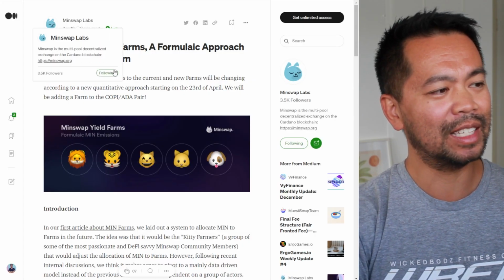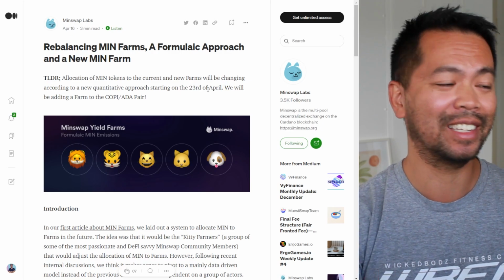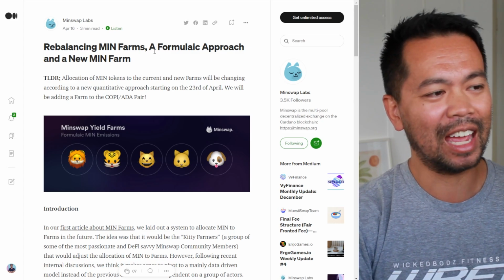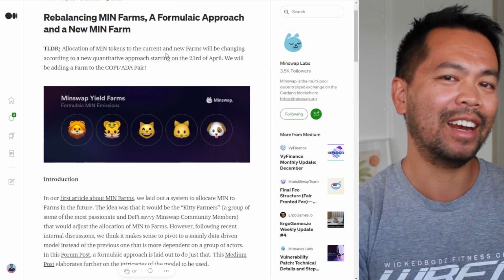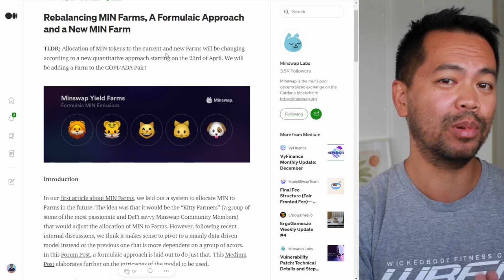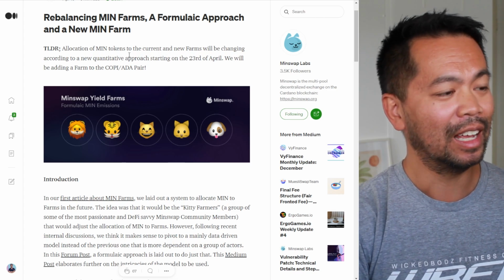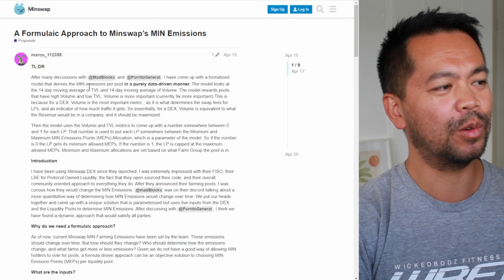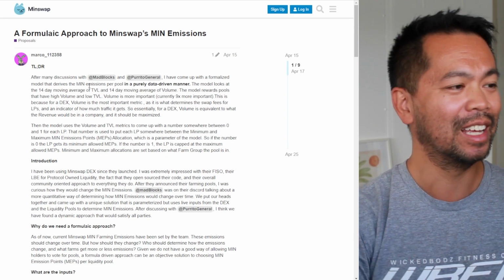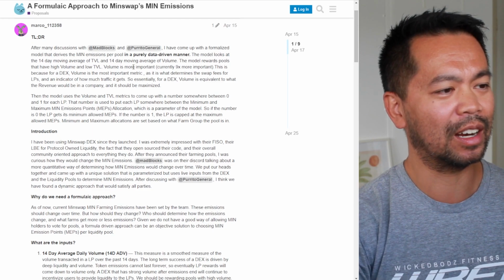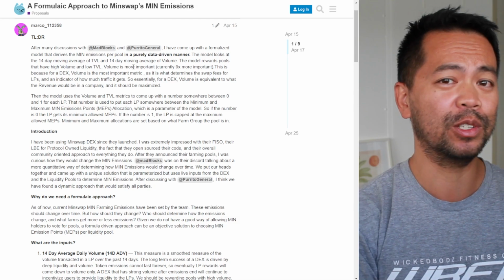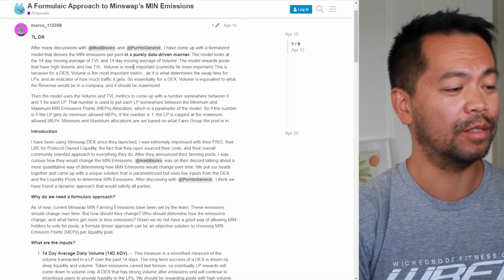But if we have a look at these articles here, I didn't know any of this, and I had to go back and look up exactly how it all works. But they're using an interesting formula to work out exactly how much Min tokens should be distributed from these particular pools and adjust it accordingly. Now, there's a beautiful long article here using this formulaic approach to Minswap's min emissions. Now, Marco here wrote all this, and I think they collaborated with the Minswap team to work out exactly how those min tokens would work and how they're distributed across the various different pools.